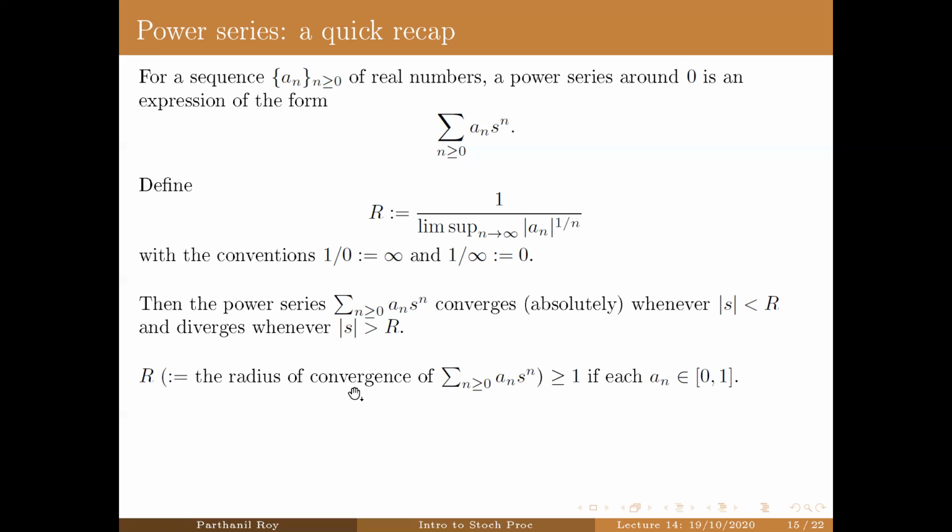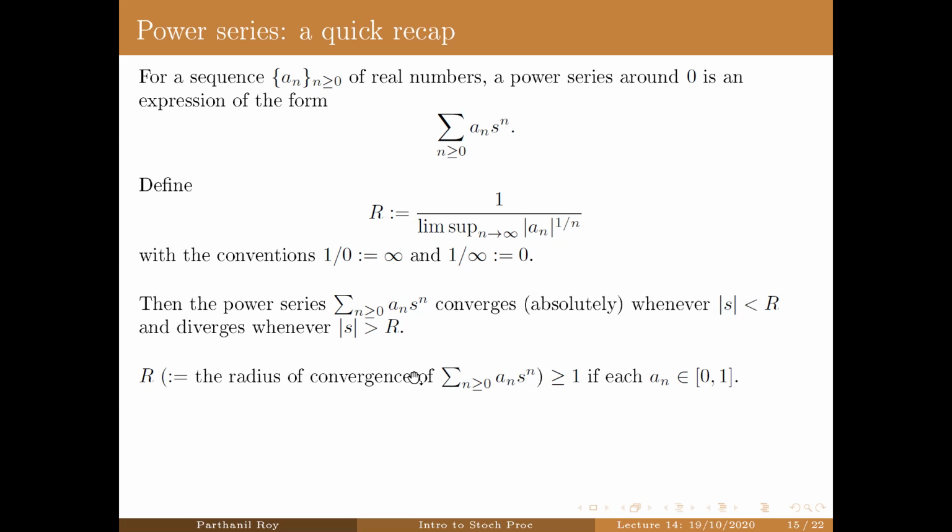This R is called the radius of convergence. Because you know that it's going to converge inside this radius R, radius in the sense of radius around 0 on the real line. And then outside, it's definitely going to diverge. Nothing can be said in general about what happens at s equal to R and s equal to minus R.